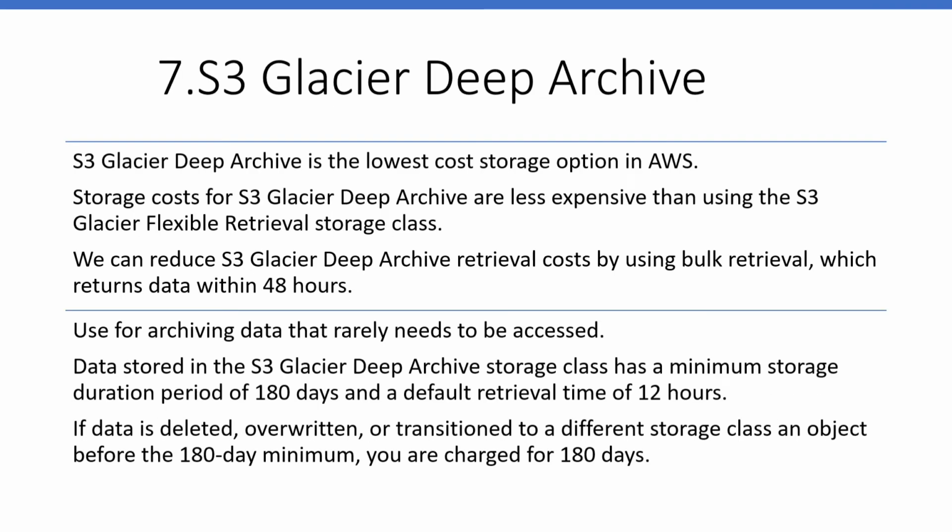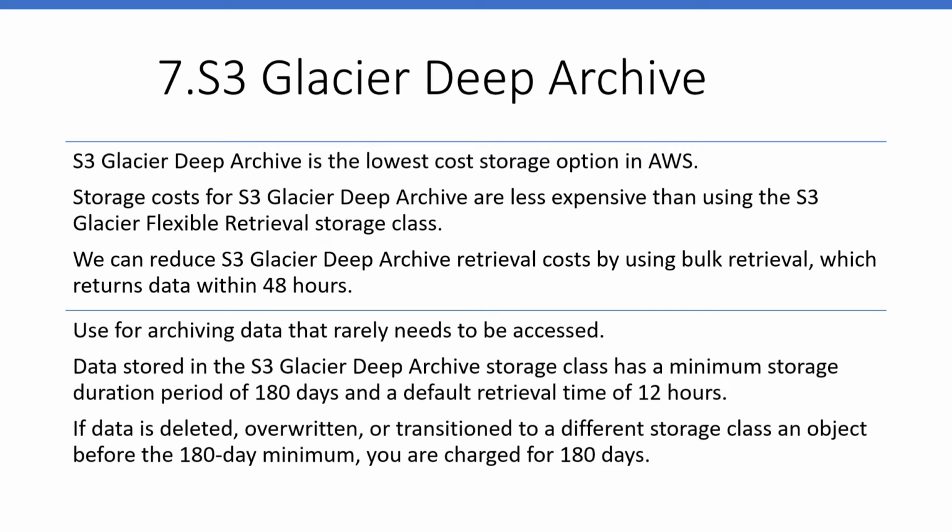And lastly, this is S3 Glacier Deep Archive. Among all the 6 storage classes, S3 Glacier Deep Archive is the lowest storage cost option in AWS. So you can see the storage costs for S3 Glacier Deep Archive are less expensive than using S3 Glacier Flexible Retrieval. Like the previous one, it is the lowest one.